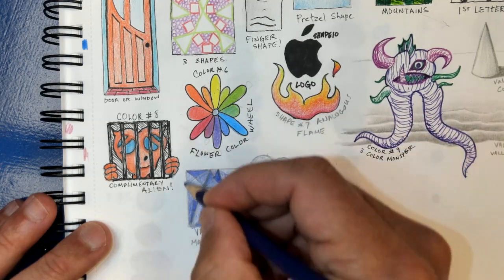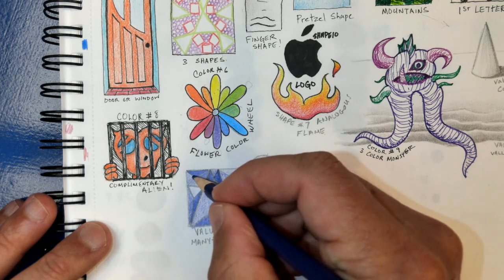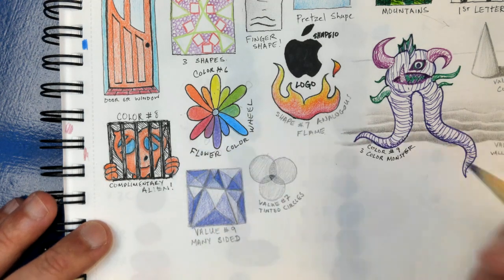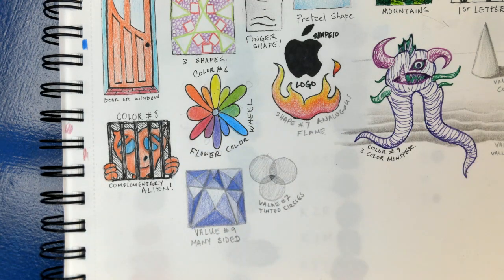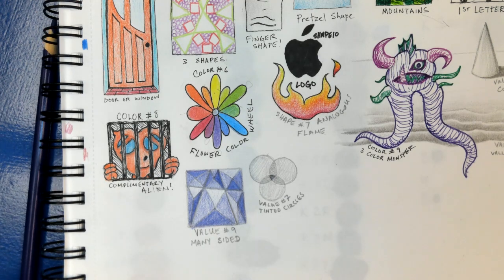It's interesting because it makes this square not look square anymore. And there you go. It's fairly interesting. We've got one more value warm-up that we will tackle tomorrow. Until then.